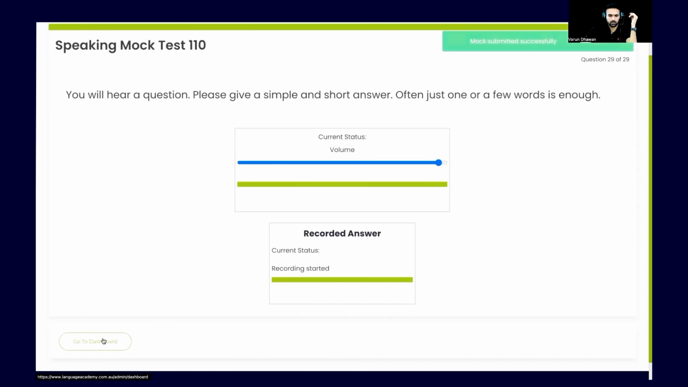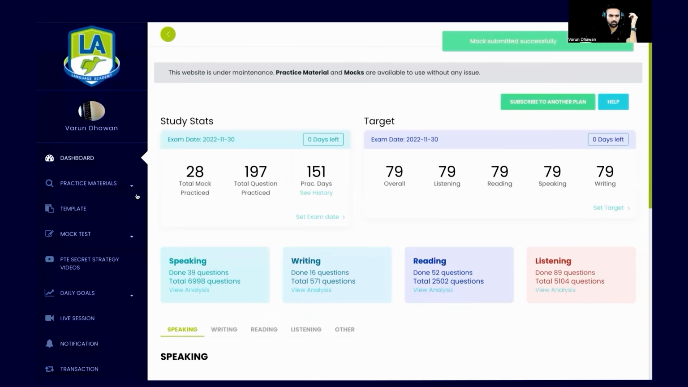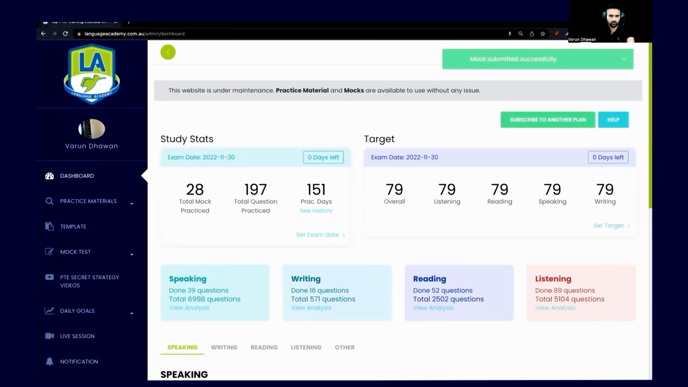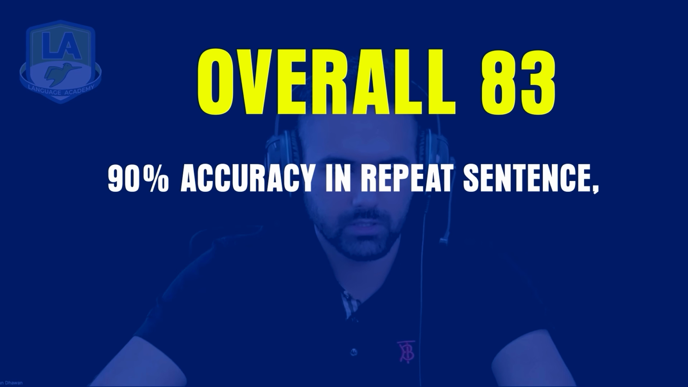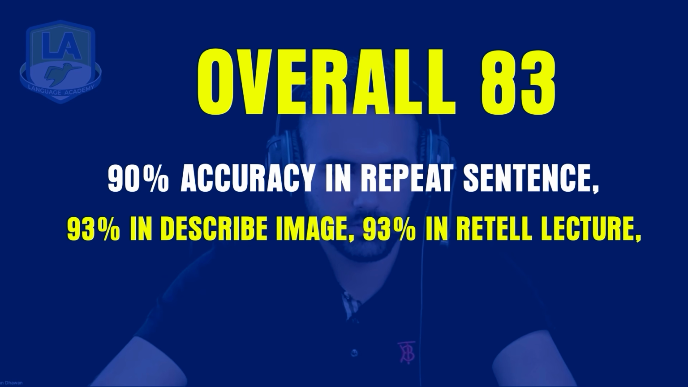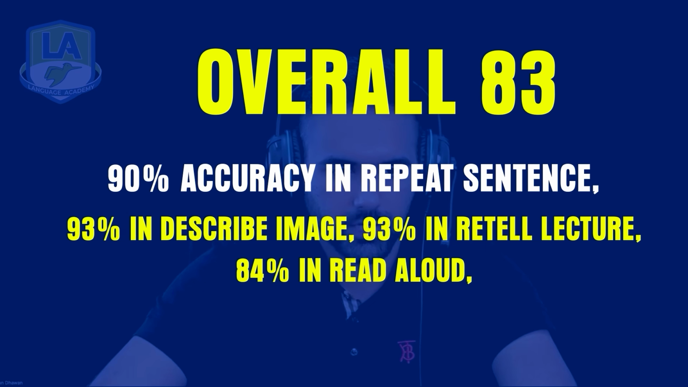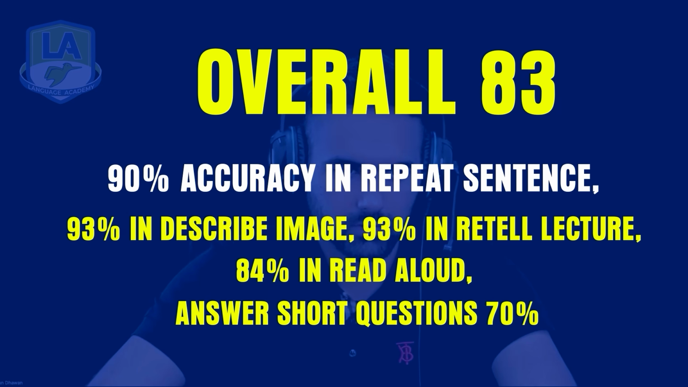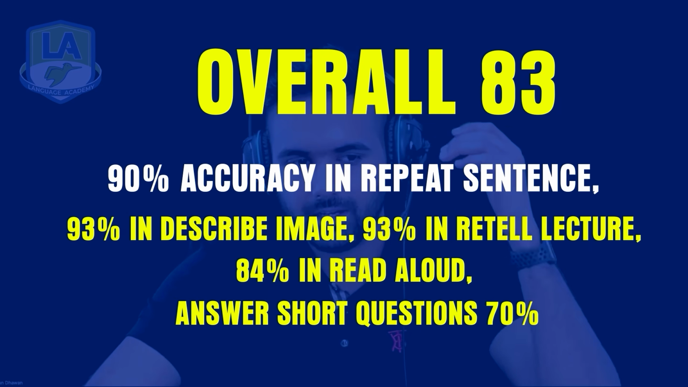That's it. We have submitted this. Let me see if I've got the result. Yep. So I've got 83, 90% accuracy in repeat sentence, 93 in describe image, 93 in retell lecture, 84 in read aloud. This is what we have to answer short questions. I've got 70%. This is exactly what I did when I took my test.